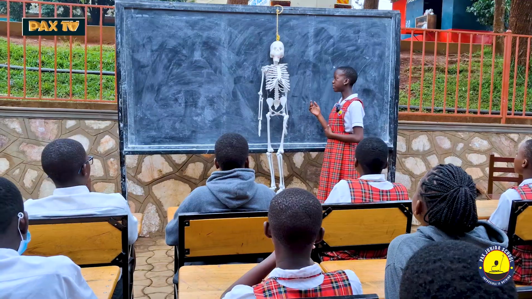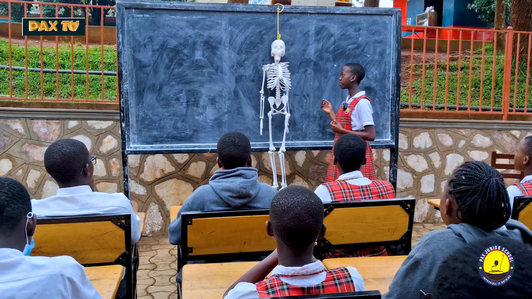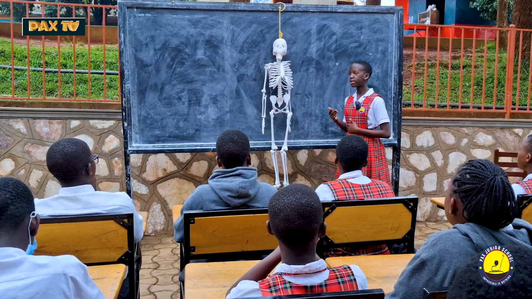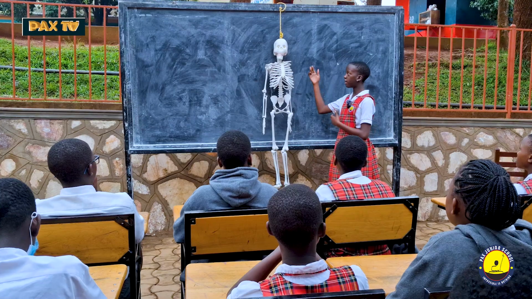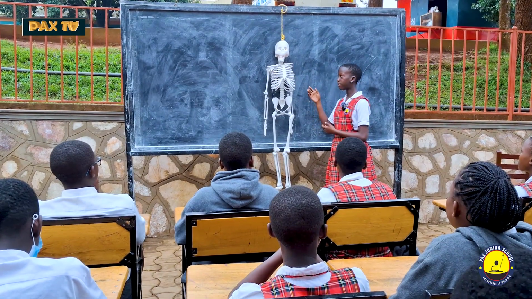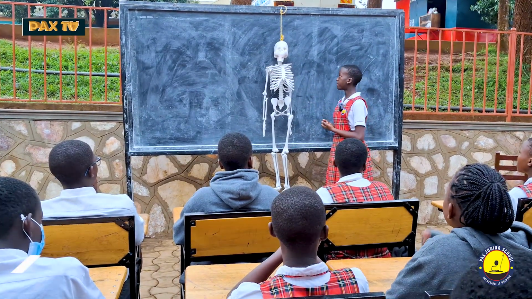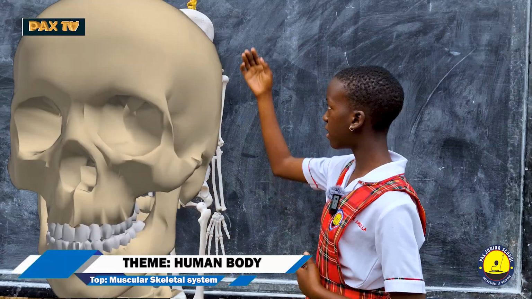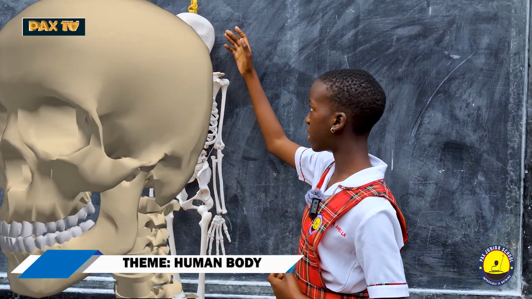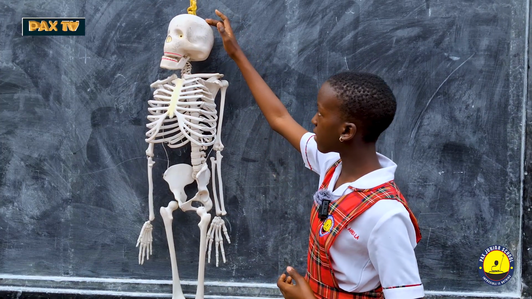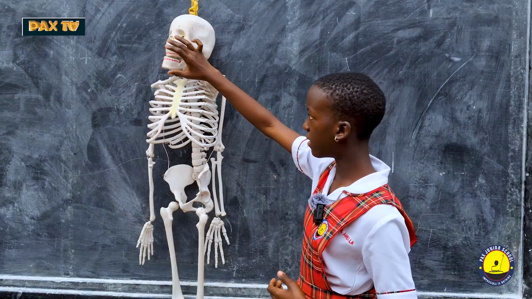I would like to continue from where my friend Elizabeth stopped. I am here to particularly discuss the four major parts of the human skeleton. The first part is the skull. The skull is composed of 22 bones, but some of them are the cranium, the maxilla, and the mandible.